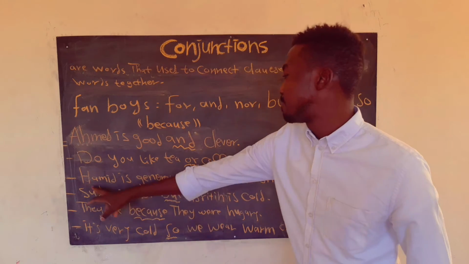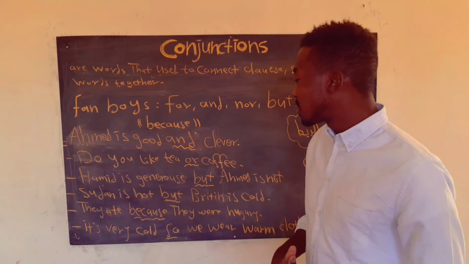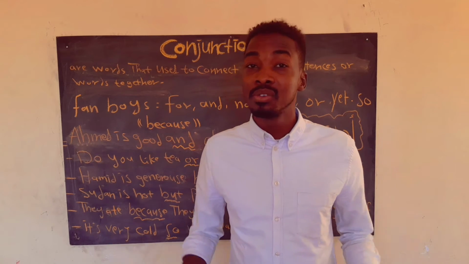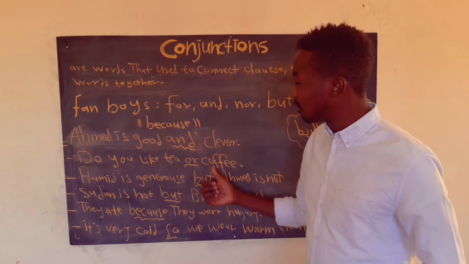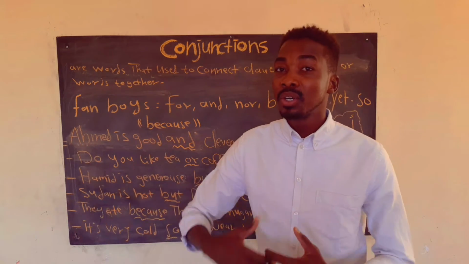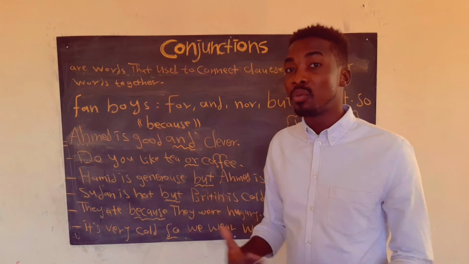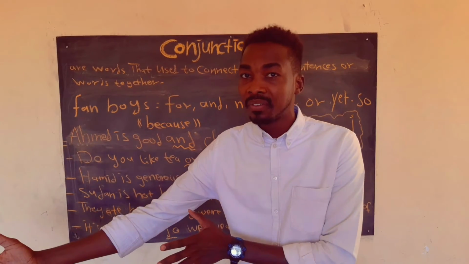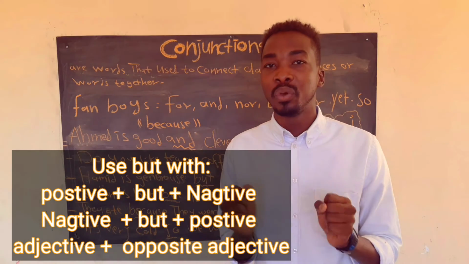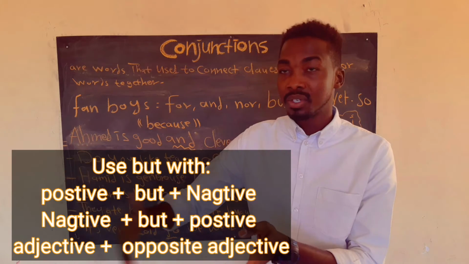Let's move to the third one, which is but. Hamid is generous, but Ahmed is not. I use the conjunction but here to show the contrast, the opposite: the first sentence is positive and the second is negative. And also vice versa, if the first sentence is negative and the second is positive, we also use but to show the contrast.